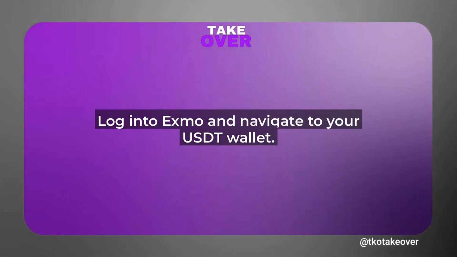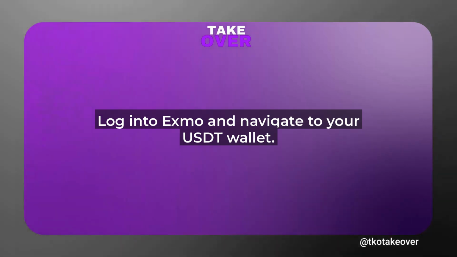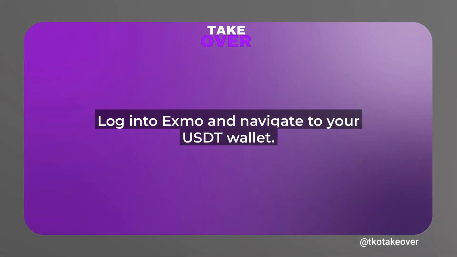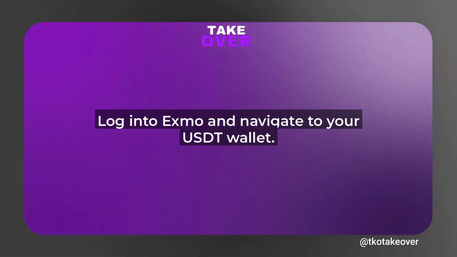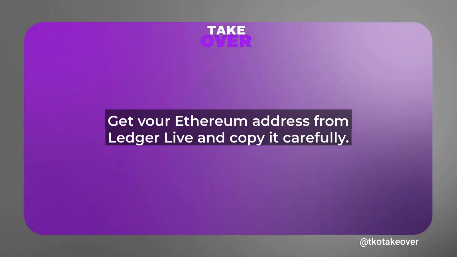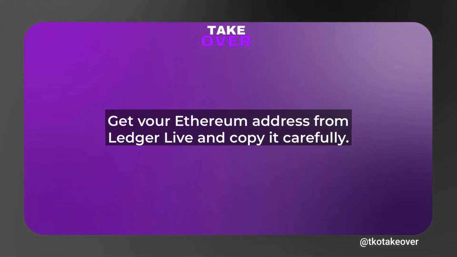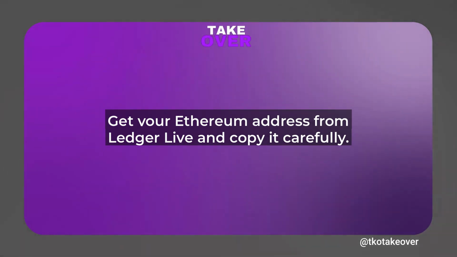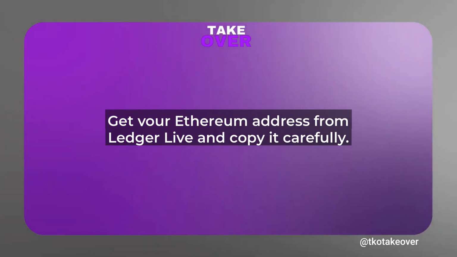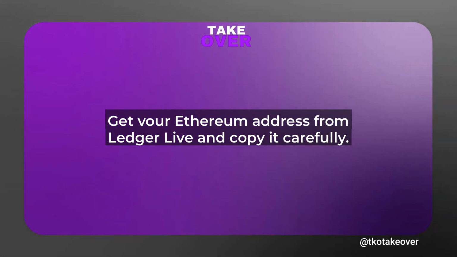Step 1. Log into your Exmo account on their official website. Navigate to your wallet section and select USDT. Here, you'll find the Withdraw or Send option. Before you proceed, you need your Ledger's wallet address. Open Ledger Live on your computer, go to the Accounts tab, and select your Ethereum account. Copy the address displayed there, never type it manually to avoid errors.